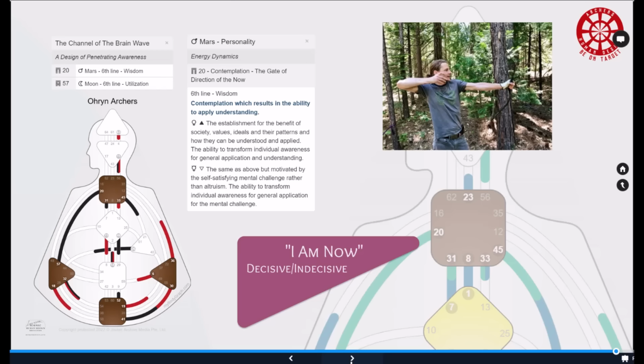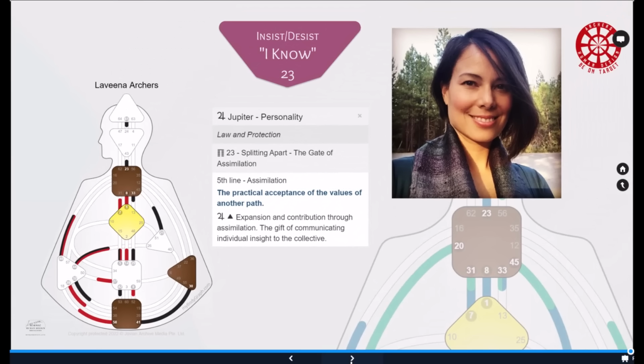So the voice of empowered awareness of what brings health, safety, and security is yours in the relationship, the I am voice. What happens with you, Lavina, is that you may insist or desist that you know. I know or I don't know. And that is empowering, most especially when you're using what you know to communicate your individual insight to the collective. It's what brings you good fortune and good luck.